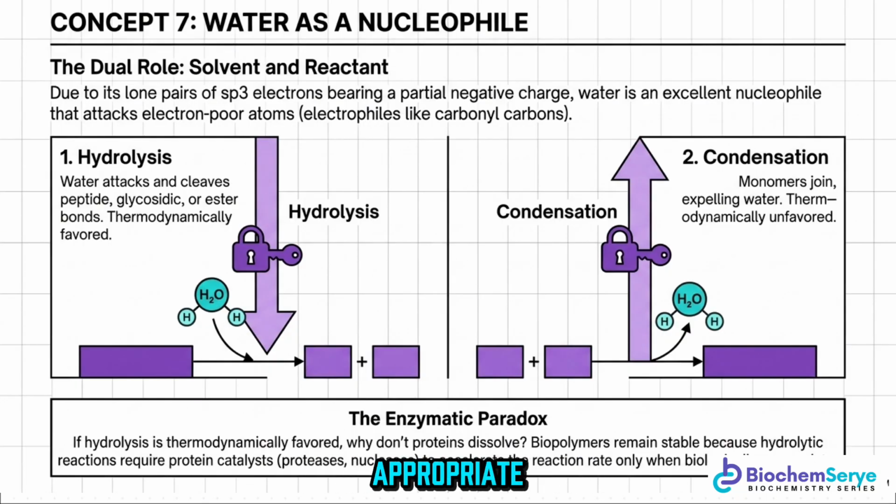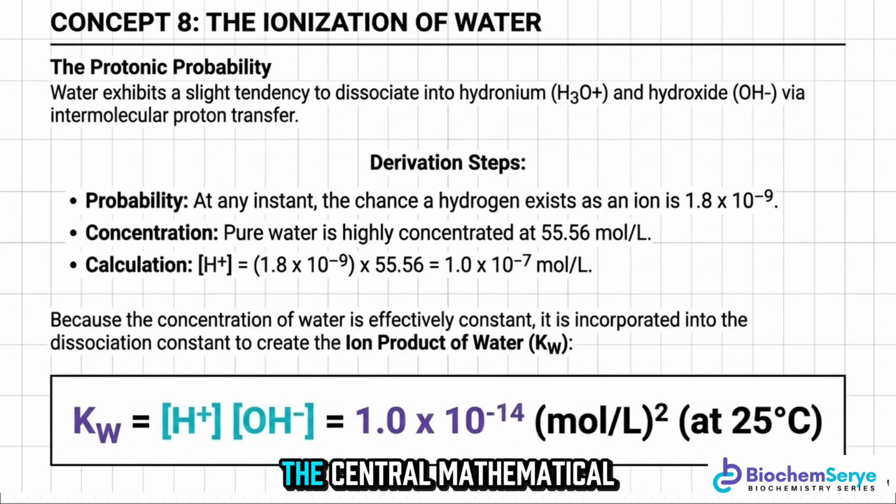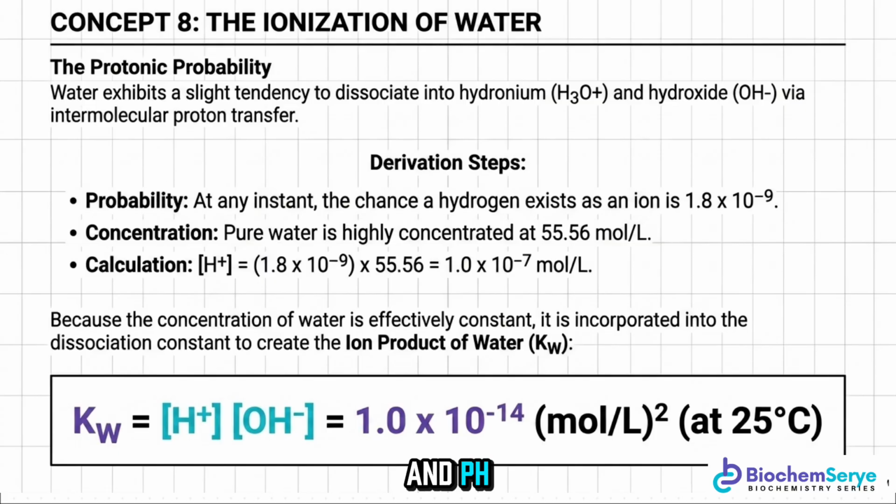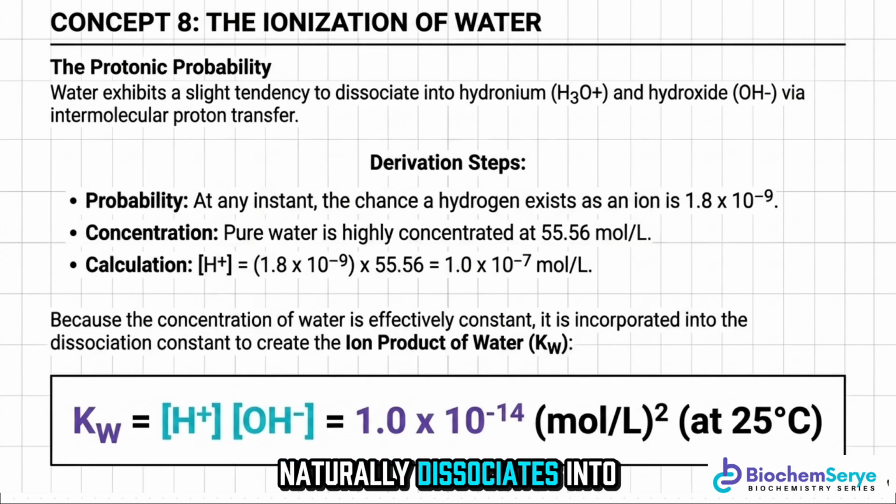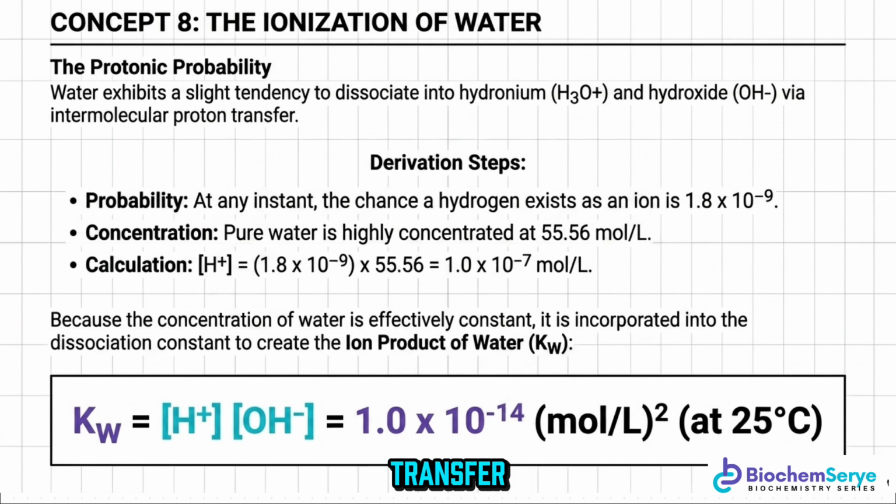We've finally reached the central mathematical concept linking the dual nature of water and pH, the slight tendency of water to ionize. A very, very tiny fraction of water naturally dissociates into a positively charged hydronium ion and a negatively charged hydroxide ion via intermolecular proton transfer.